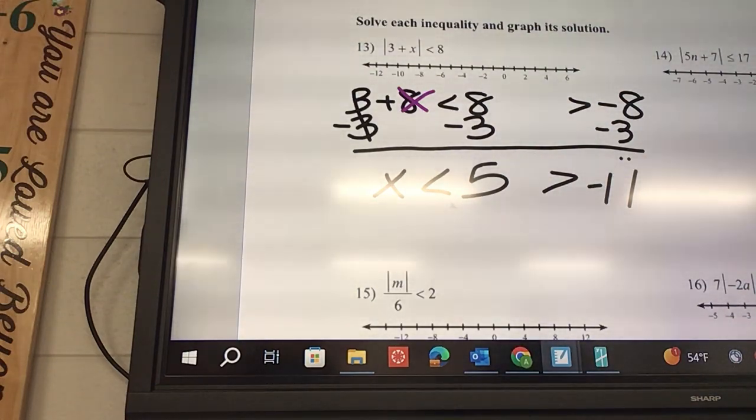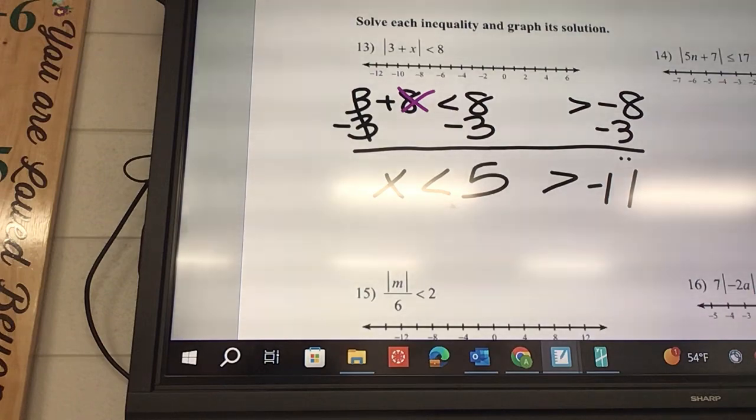Which one do we read? On the 5. Why? Because it's not negative. It is positive. Okay, on the 5 and the 11, are they going to be open or closed? Open. So go to the 5 and go to the negative 11.